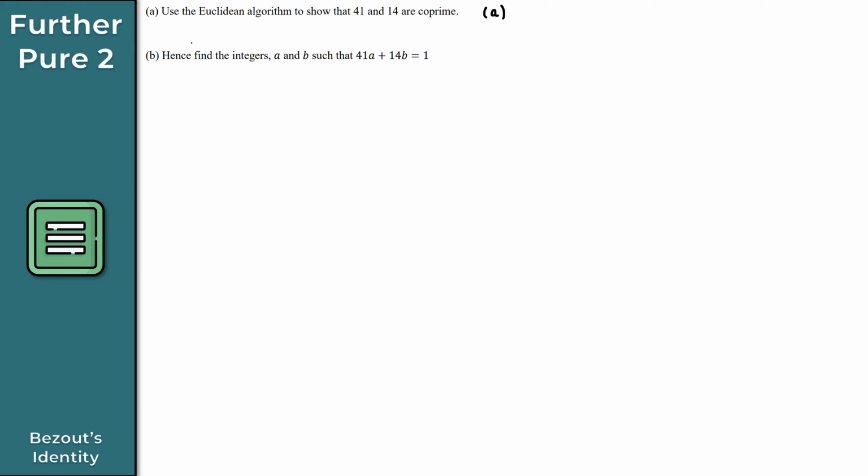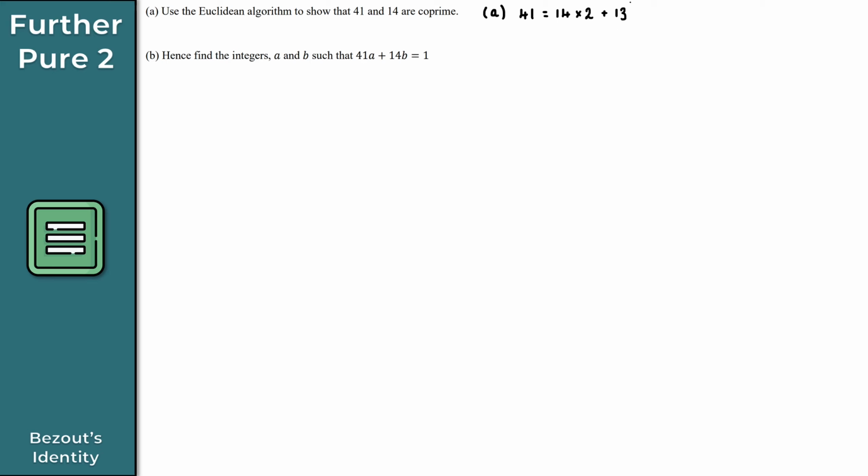So nice and straightforward then, all we want to do here is use the Euclidean algorithm to show that 41 and 14 are co-prime. Okay? So in that case then, 41 is equal to 14. Now, what I consider here then is how many times does 14 go into 41? Well, it goes in 2 times, so I get 14 times 2. What we now consider then is what is the remainder. I'll do 41 minus 28 here, which gives us 13. So my remainder then is 13.